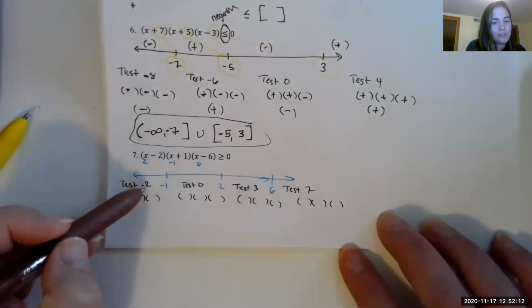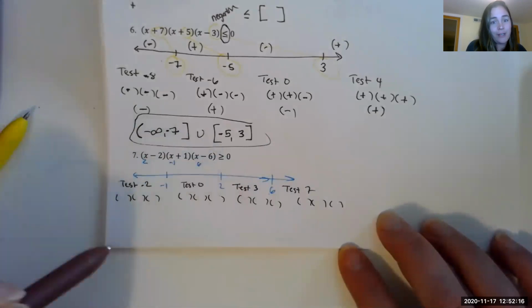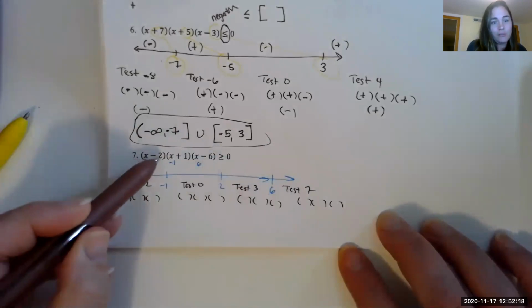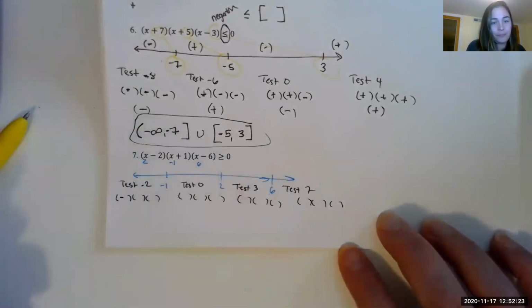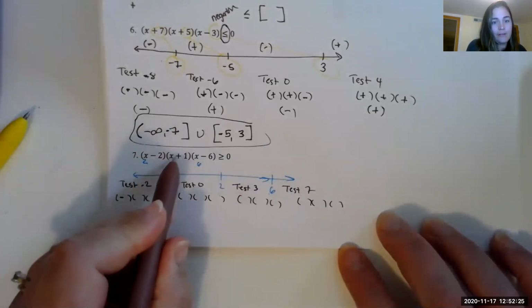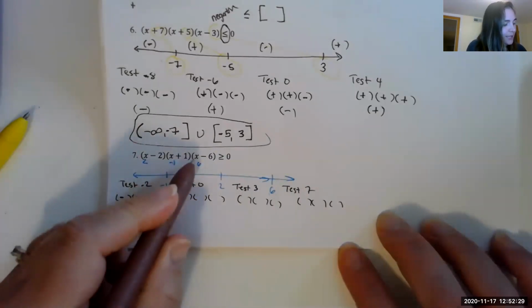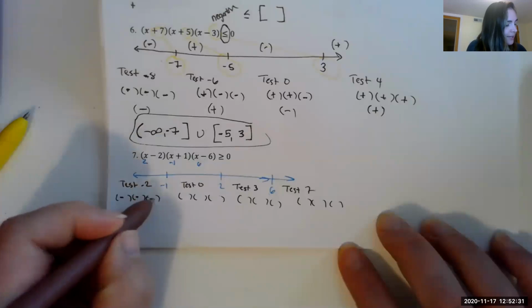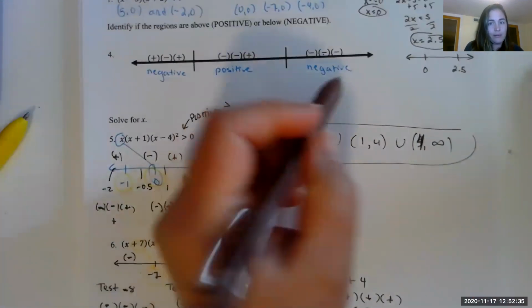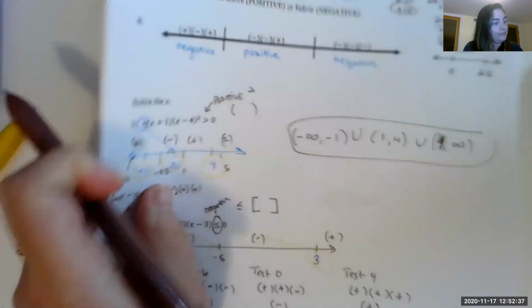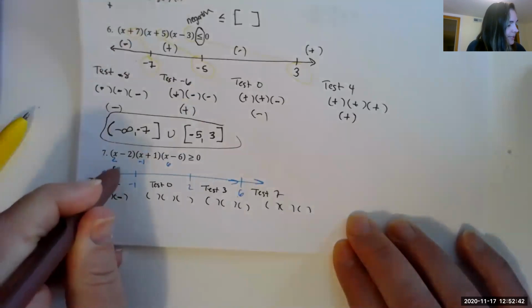So I'll test -2. If I plug -2 in for x, what's happening in each of these three factors? Here, -2 minus 2, that's -4. So this right here will be negative. -2 plus 1, that's also going to be negative. -2 minus 6, that's also going to be negative. So negative times negative times negative. Why did we do that? It's negative. So this is negative.